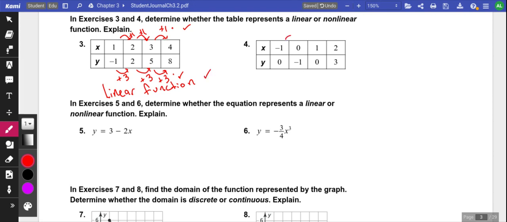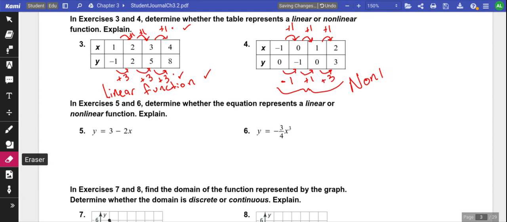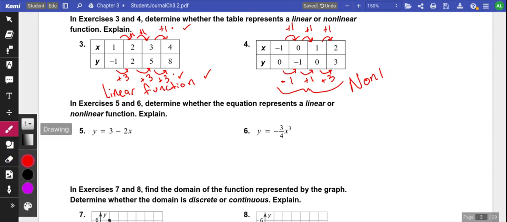Okay, and for number 4, let's try this out. -1 to 0, that's adding 1. Usually they're going to be adding 1 for your input. Adding 1 and adding 1. From 0 to -1, I subtracted 1. -1 to 0, I'm adding 1. 0 to 3, I'm adding 3. I don't have a constant rate of change here, so I have a non-linear function. How do I spell linear? Non-linear function.